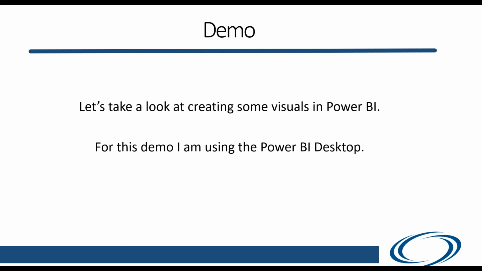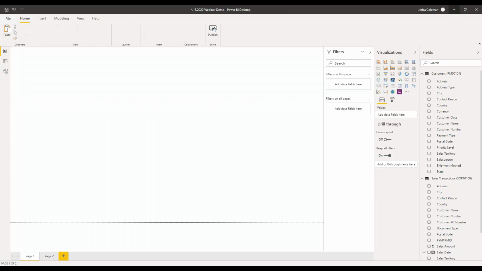I am using the Power BI desktop for today's demo. So this is just a blank canvas looking at a new report that we'd be creating. I have connected to two different tables already. And there's a few ways that you can start creating visuals. You can just start dragging fields onto the canvas. So if we were to pull a field over here, Power BI would start putting together a visual.